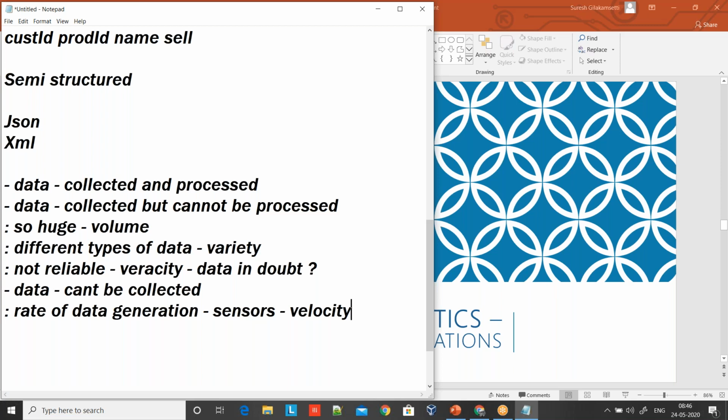So the data which is having any of these characteristics, it need not have all of them, but if the data has any of these characteristics, you can consider that data as big data. Okay, now let me give you the bookish definition of it.